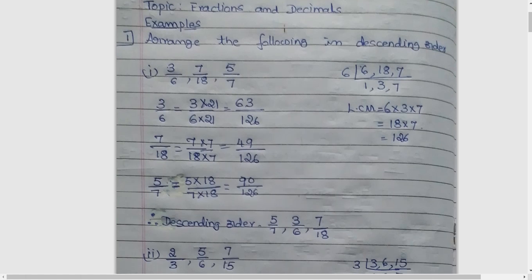Now we have to compare the numerators. The numerators are 63, 49 and 90. Since we have to arrange the given fractions in descending order, first we have to write the bigger fraction. Among these numerators, 90 is the biggest, so 5 by 7 is the biggest fraction. Next, among these two, 63 is the bigger numerator, so 3 by 6 is the second biggest fraction. The remaining one is 7 by 18. 7 by 18 is the smallest fraction.